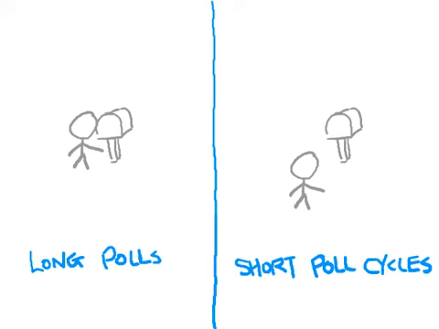It is also recommended to use only the long poll pattern to keep your clients updated in real time, as opposed to using short polling cycles constantly like 30 milliseconds. Because using such short polling cycles can consume a lot of resources both on the client and the server side.